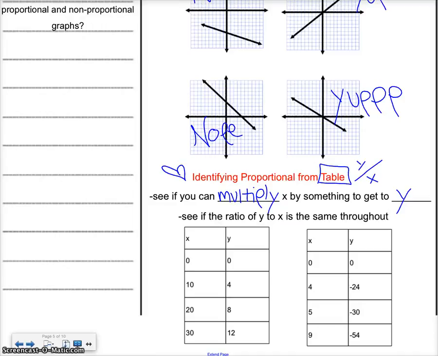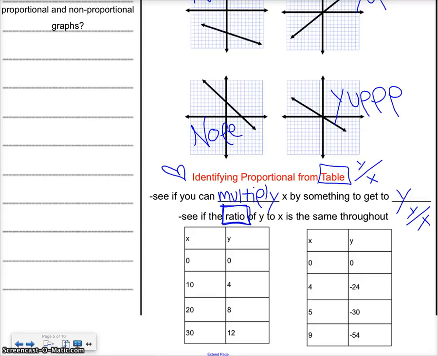If you can't tell if you can multiply x by something to get to y, you have to check the ratio. Check the ratio of y to x. Y over x. Not change in y, not slope, just one ratio, y over x.